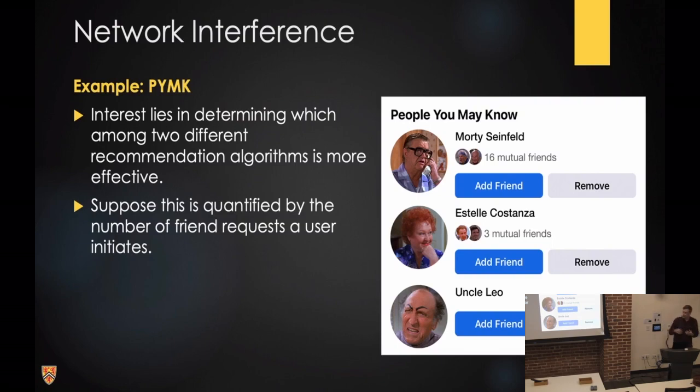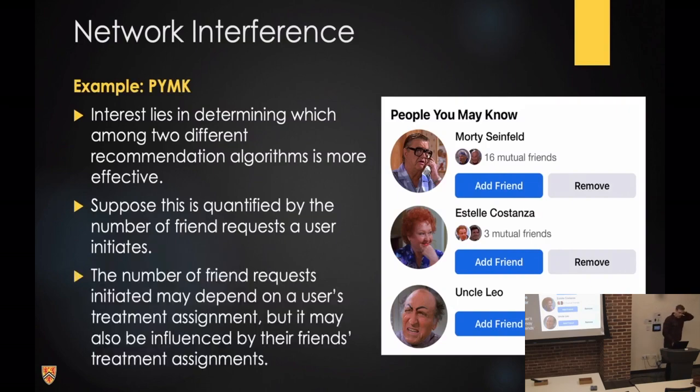And suppose for a feature like this, the way you quantify whether it's successful is, are people using it? Are people generating additional friend requests? So what you would typically do is show some people the old version of the people you may know feature, and some people get the new one. And then maybe you track how many friend requests each initiated, right?